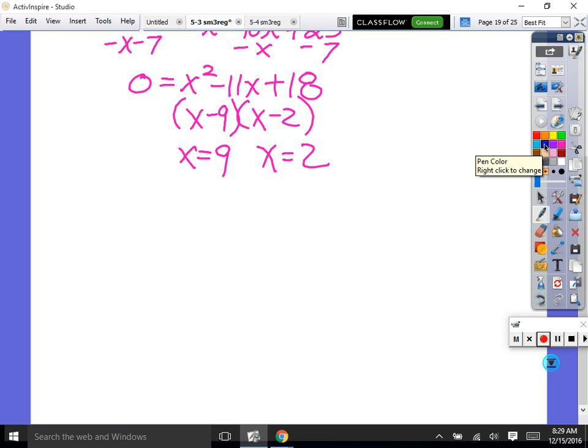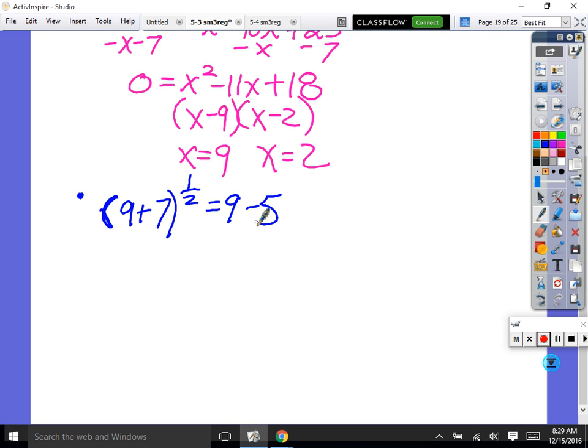So just look back at your problem so I don't have to scroll back up. Checking 9. So we have parentheses, 9 plus 7 to the 1/2. Does that equal 9 minus 5? So that is 16 to the 1/2. You could just type that part into your calculator, equals 4. So that's 4 equals 4. So that one gets to stay.